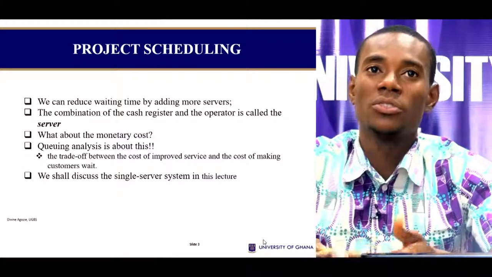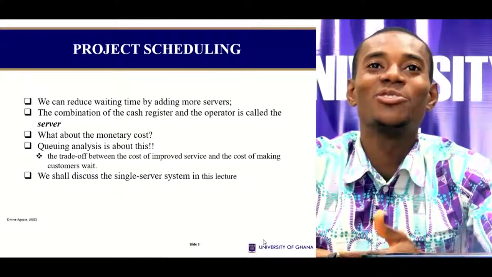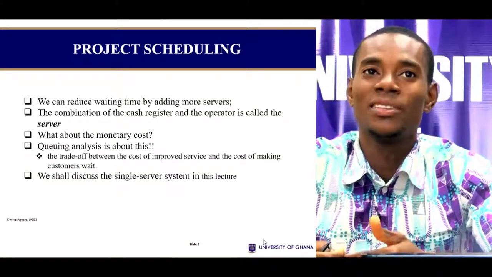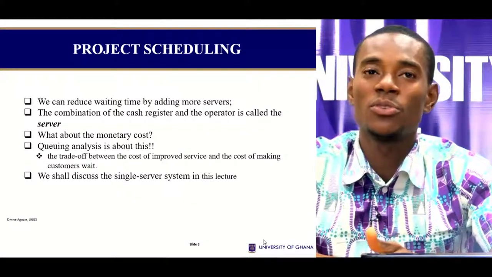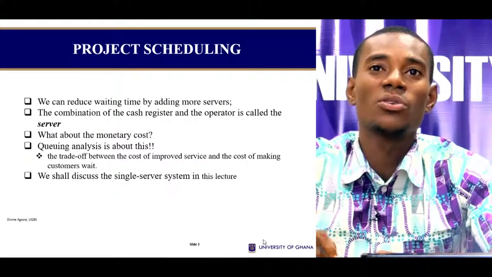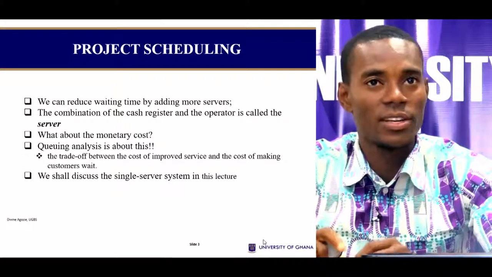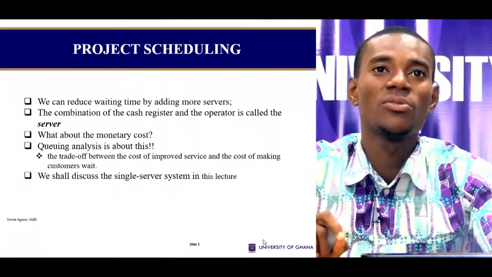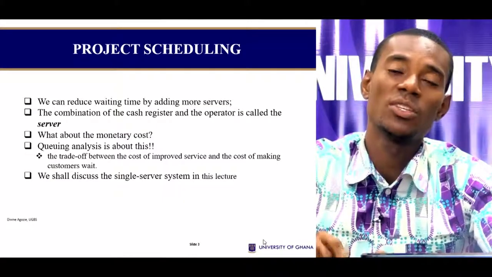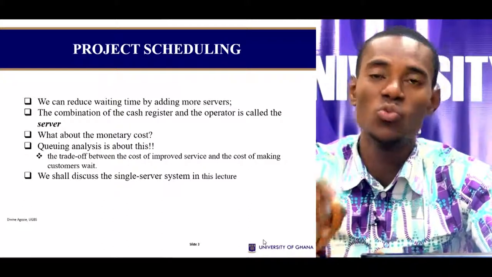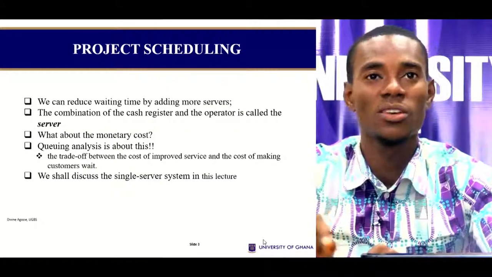So what about the additional costs? You just need to understand that anything that you do will come with some additional costs. So this is the idea of queuing. There's a trade-off between the cost of improved service and the cost of making customers wait. Think about this critically. Which of these would you want to bear? Would you want to bear the cost of an improved service or the cost of making customers wait?